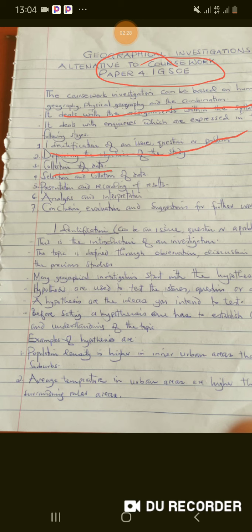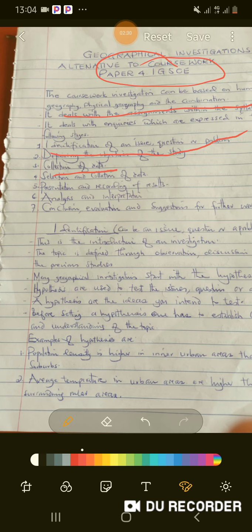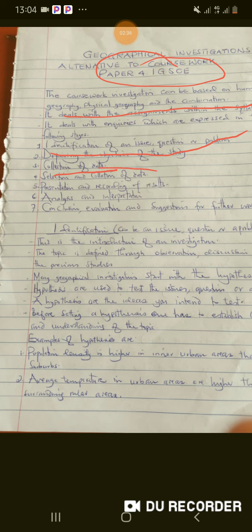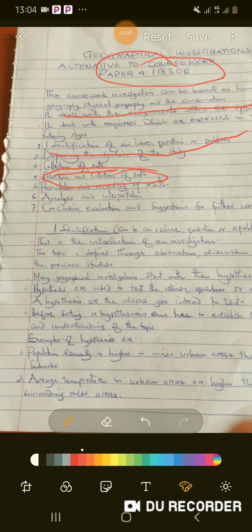You collect the data. The data which you go there, you collect it. But after collecting the data, you need to select the data and correlate the data. You need to analyze the data. After analyzing the data, you see that it has common characteristics, common areas. After that, you need to present them for you to record the results.